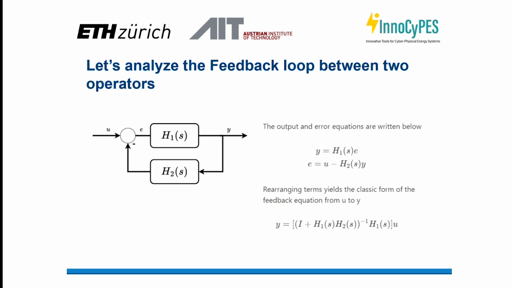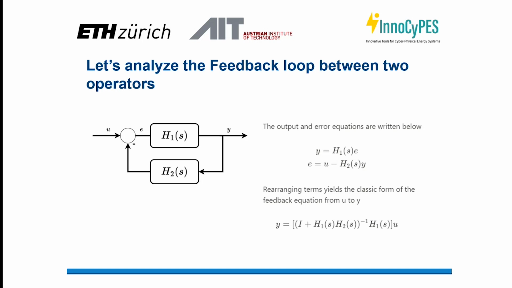So at the beginning, let's analyze the feedback between two operators. In this case, we have H1 and H2, and the output and error equations can be written like this: Y equals H1 times E, and the error E equals U minus H2 times Y. When we rearrange the terms, we reach the following equation, and here I wanted to make an explicit consideration: we need the feedback to be stable.